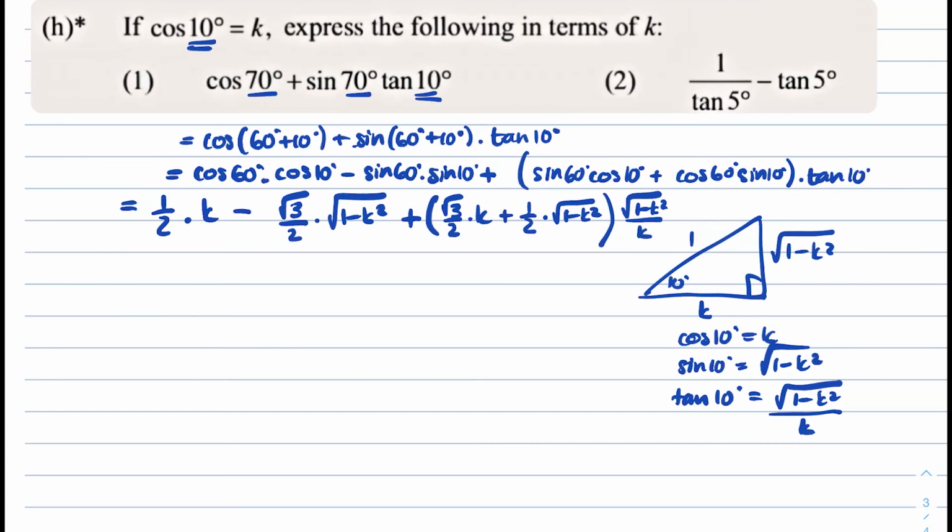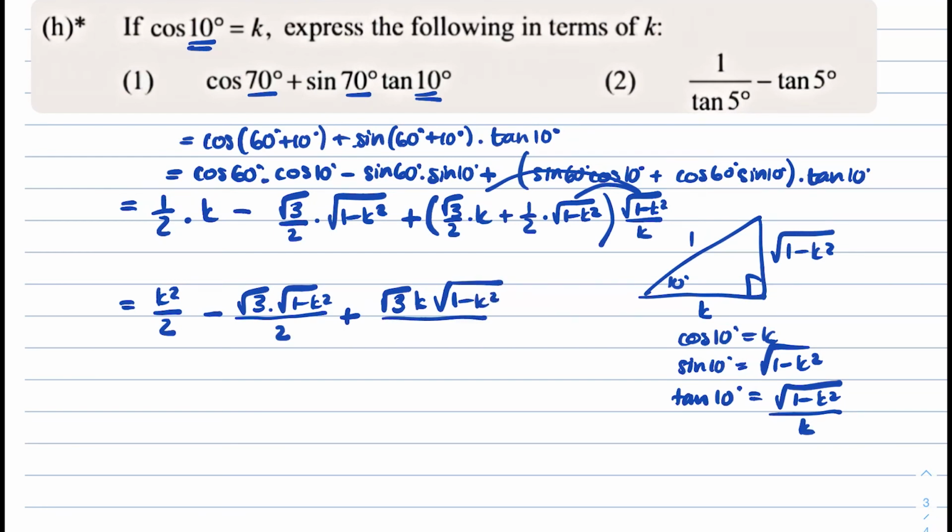Well, this is looking better. So we're going to distribute this into both terms and tidy things up a little bit. Half of k we can write as k over 2, minus, if we multiply here, the root of 3 times the root of 1 minus k squared, which you could multiply 3 and k squared, all of that over 2. Plus our first term here is going to have the root of 3 times k times the root of 1 minus k squared. All of that's going to be over, in the denominator, 2 times k, 2k.